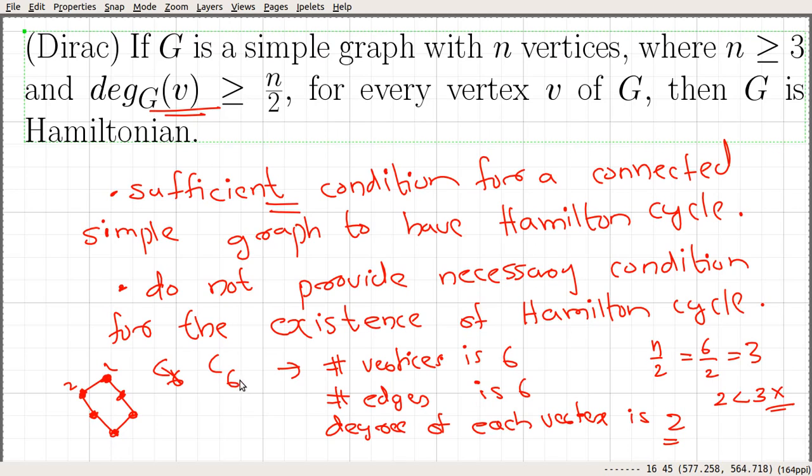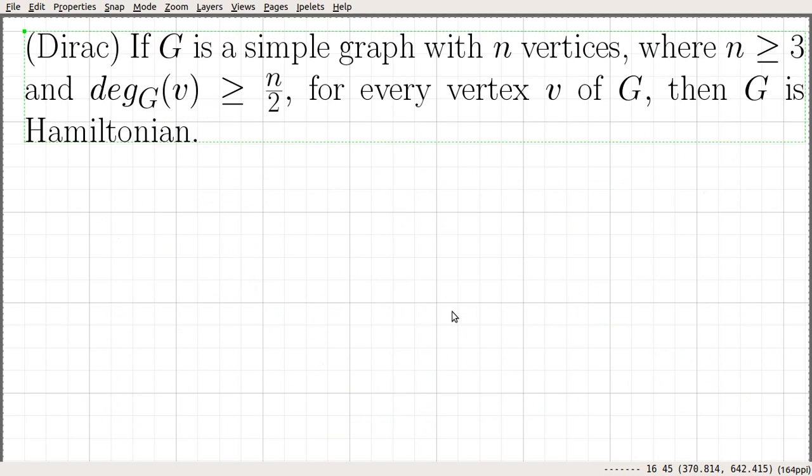Again, there are infinitely many such graphs, C7, C8, etc., and you could also find many other graphs. So it only gives a sufficient condition: if all the vertices satisfy this condition, definitely that graph is going to be Hamiltonian. But there are graphs that do not satisfy the hypothesis of the statement that have a Hamiltonian cycle. So it only gives a sufficient condition. It doesn't provide a necessary condition for the existence of a Hamilton cycle. Okay, so let's go and prove this statement.